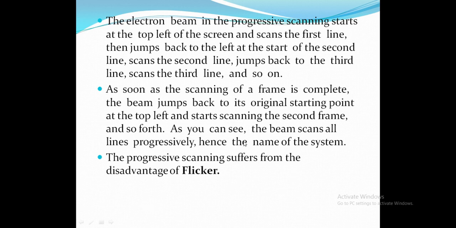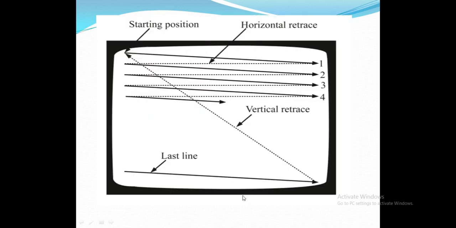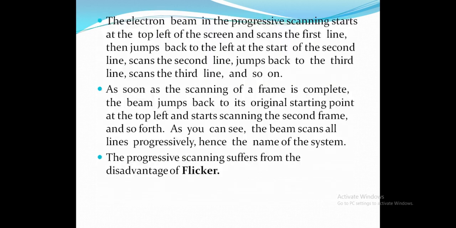So as soon as you can see, the beam scans all the lines progressively, hence the name of the system is called progressive scanning. So why do we call it progressive here? Here the scanning process is done sequentially, that means progressively, one by one the process is going on. So because of that, we call it progressive scanning.